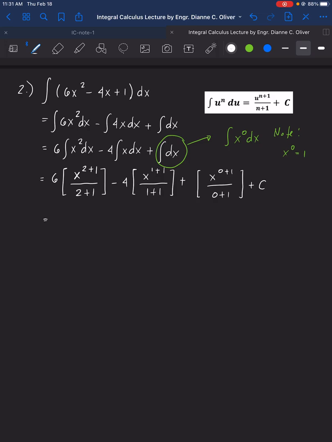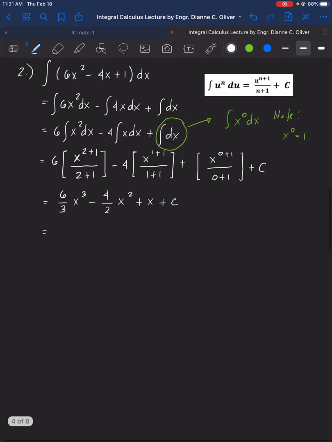Simplify, we have 6 over 3, reduce to lowest term. So this is the final answer.